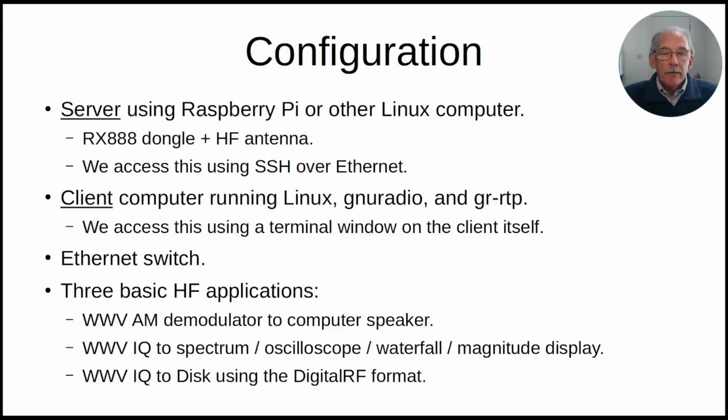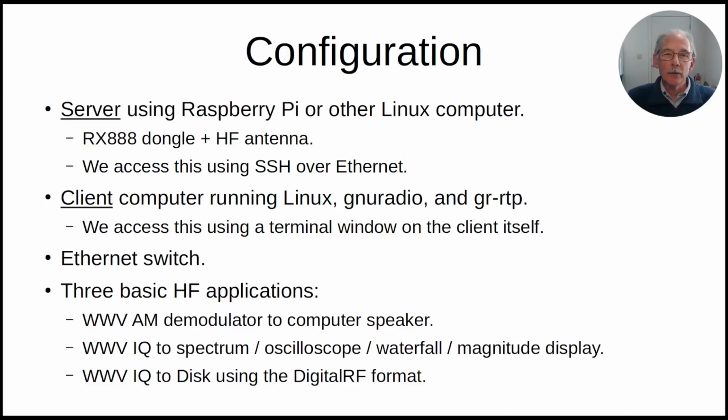For details of the configuration and system setup, I'd refer you to part 1 of getting started with ka9q radio. Just as a summary, the server is a Raspberry Pi or other Linux computer that has an HF or high frequency software-defined radio plugged into it, and it sources multicast packets onto the local area Ethernet network. In this demonstration, we'll be accessing that server using SSH from the client over the Ethernet network.